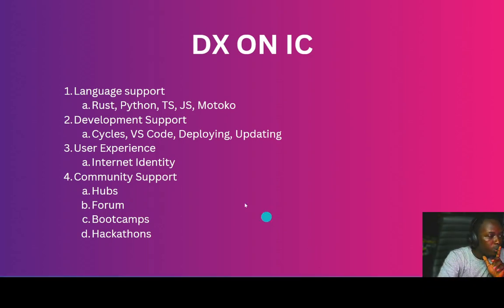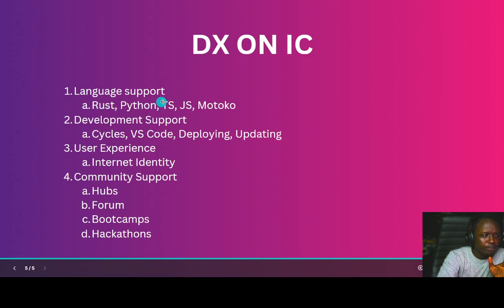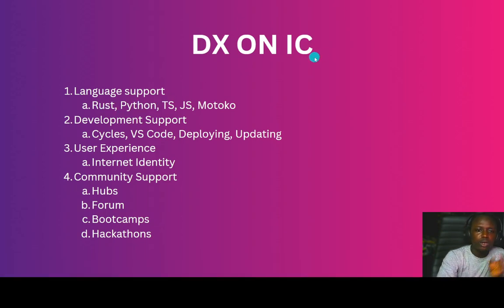Let's dive into that. So language support. First thing first, right? I don't want to be comparing it to EVM again, in fact. So language support: you can build on IC with Python, Rust, C#, JS, Motoko, and every other language that has a CDK built for it, right? So meaning there's no limitation to it because it compiles down to WASM, right? Because it compiles down to WASM, any language that can compile down to WASM can also be used to write on the IC.